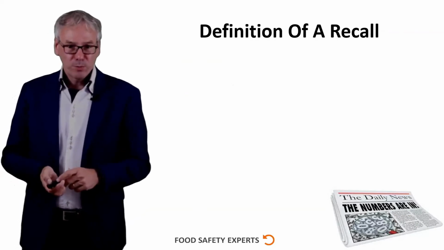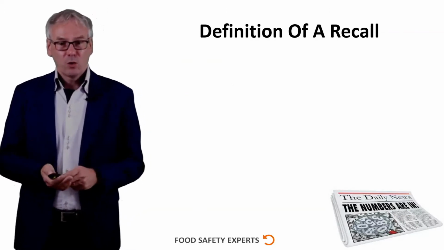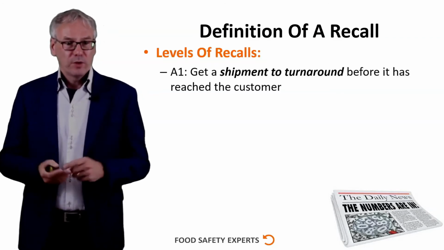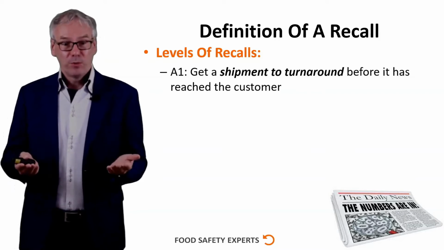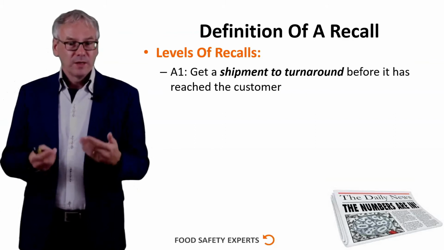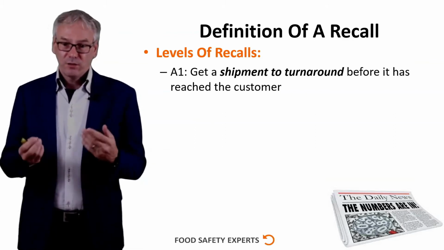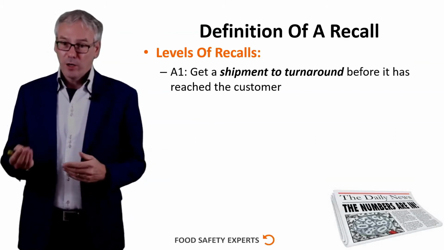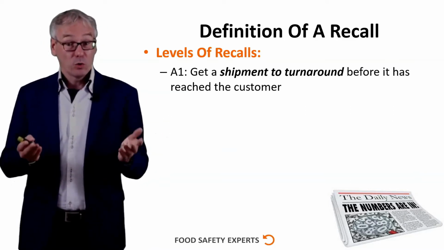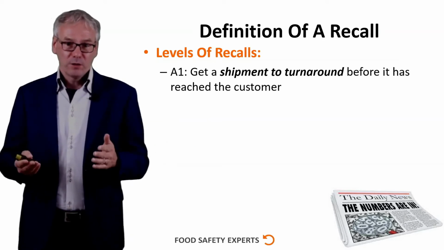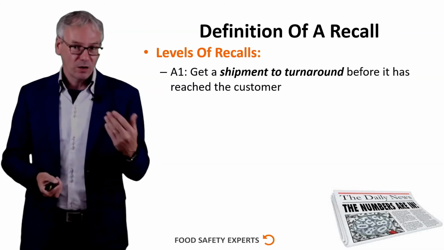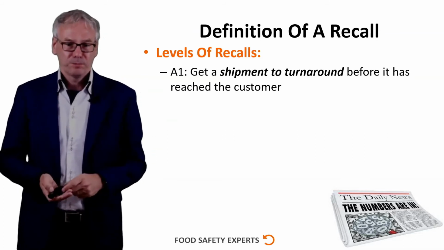For today's purpose, we will look at recalls at various levels. First of all, we have the level where you might have a shipment to turn around before it has reached your customer. An example of this is that a shipment was already done and the microbiological results came in after the shipment had left, but they were not okay. So you decided, based on those test results, to return the shipment and send other products to your customer.